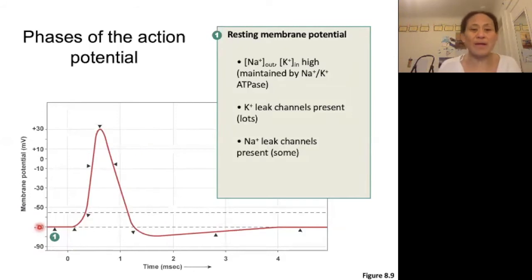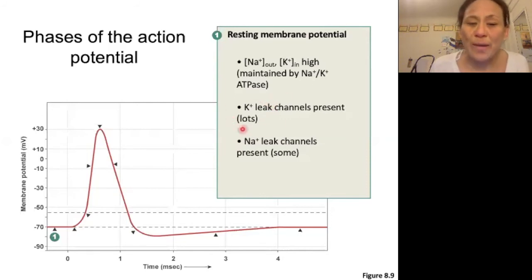Okay, so I want to remind you, not too hard to figure out by looking at the graph. Typical resting membrane potential in a neuron is negative 70 millivolts. Hopefully you remember why that is, right? So the main reasons for that are, one, we have a lot of open potassium channels. We have a lot of potassium leak channels present. We have some open sodium channels present, so some sodium leak channels.